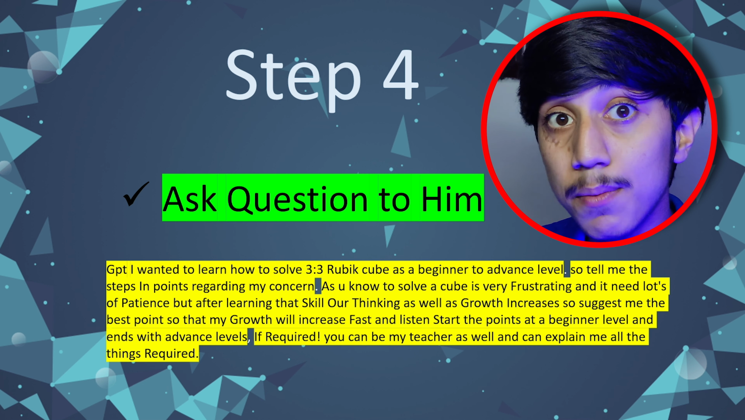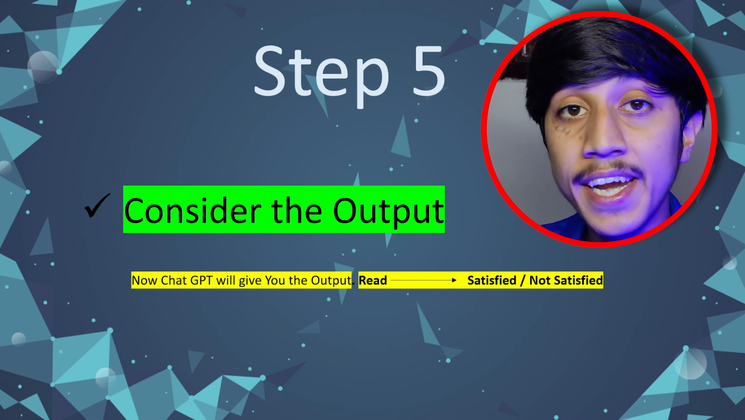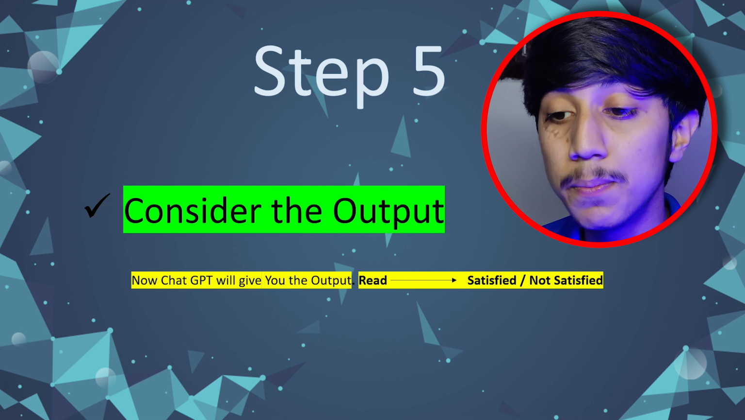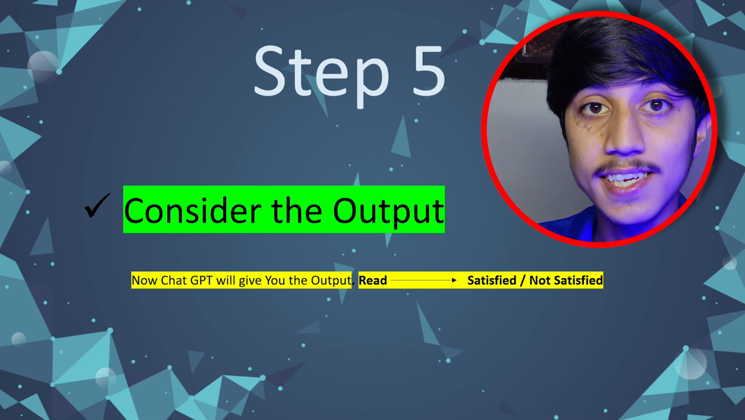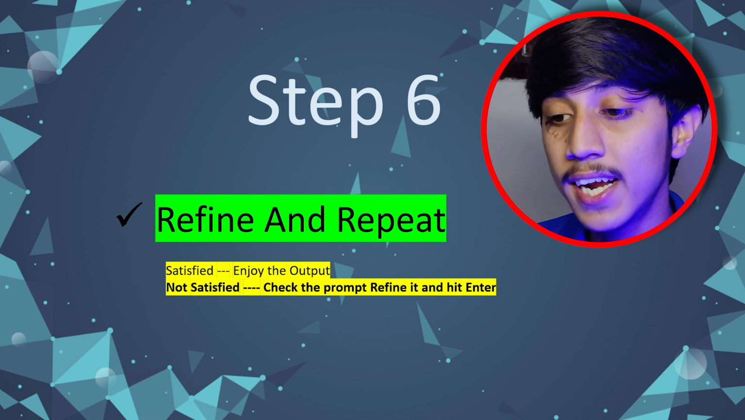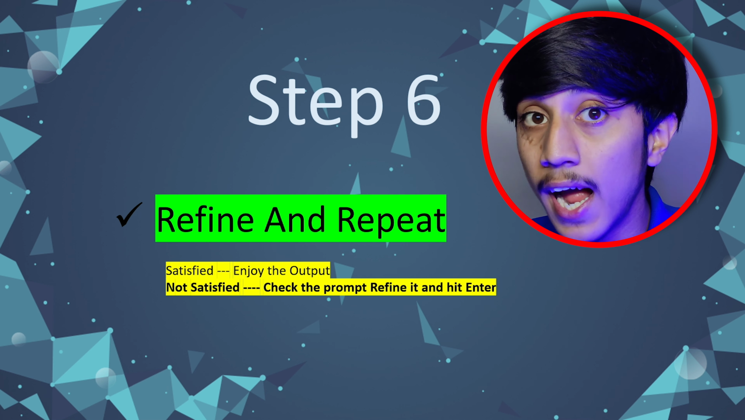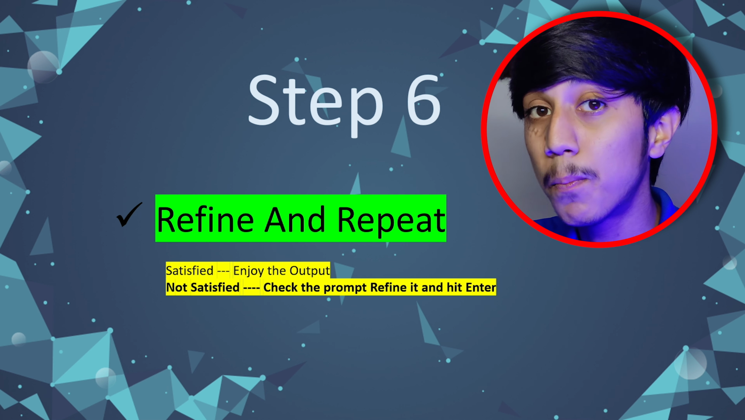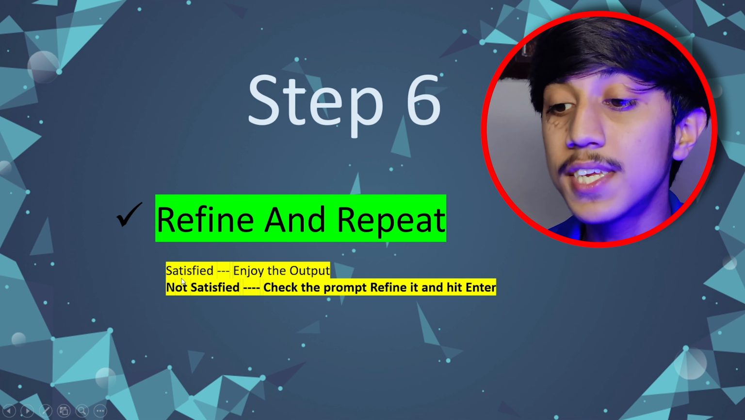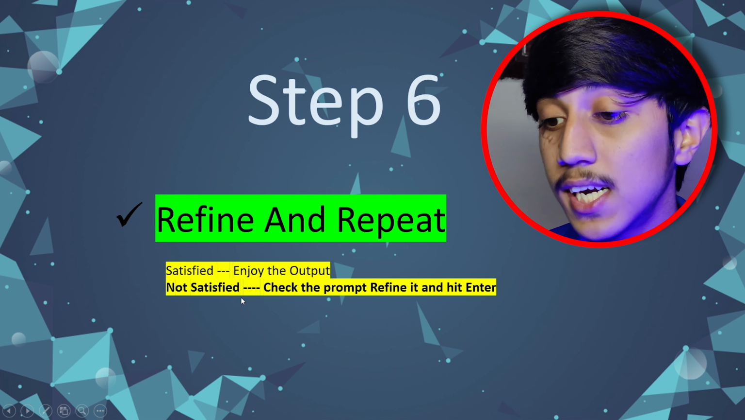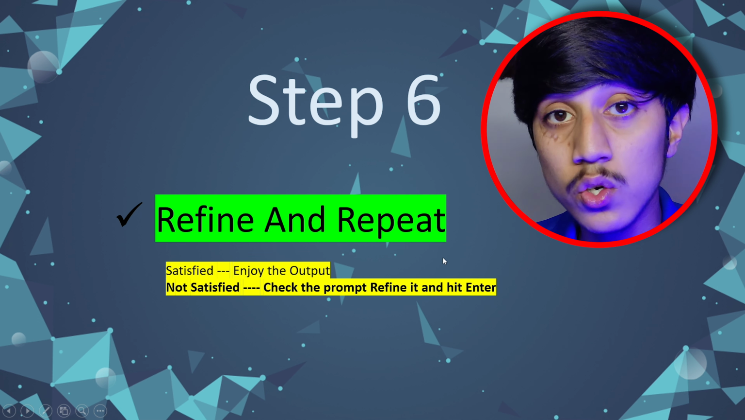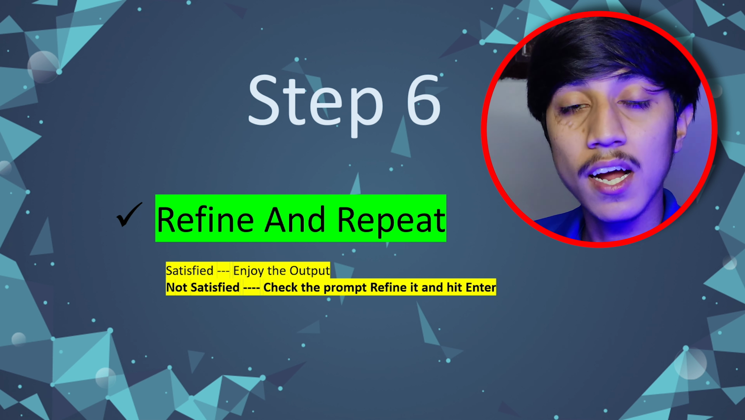So the 5th step is to consider the output. After writing the prompt, you hit enter and you will get a long answer from ChatGPT. After reading that, you will be satisfied or not satisfied. So the 5th step is related to the 6th. If you are satisfied, then it's very fine, and you can enjoy the output. And if you are not satisfied, you can check the prompt, see what you missed, and correct and refine it. So if satisfied, enjoy the output, and if not satisfied, check the prompt, refine it and hit enter again.